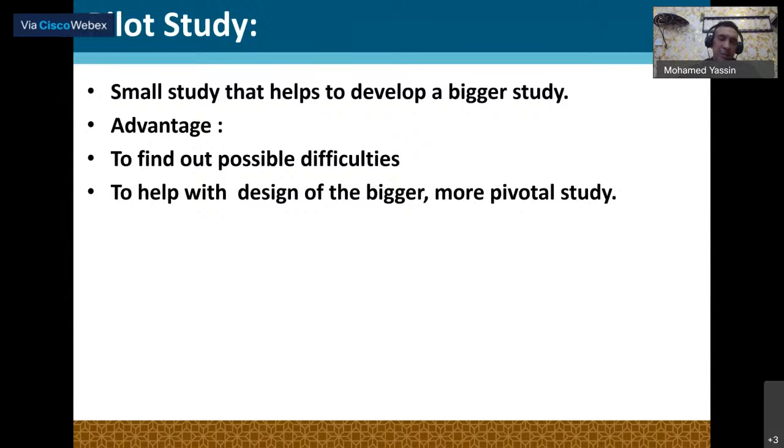Then we have a pilot study. A pilot study is a small study that helps to develop a bigger study. If I have a concept that costs $1 million, I cannot go to sponsors or pharmaceutical companies or organizations and ask them to give me $10 million to do a clinical trial. They will ask me, do you have a proof of concept? It means, did you do this trial in a small number of patients? If it works, then we will be more enthusiastic to support you. If it doesn't work, then you call it a day, because even if it doesn't work on a small scale, there is no need to do it on a large scale.